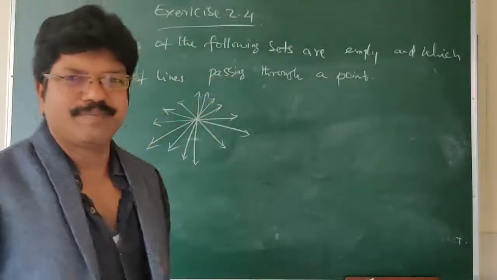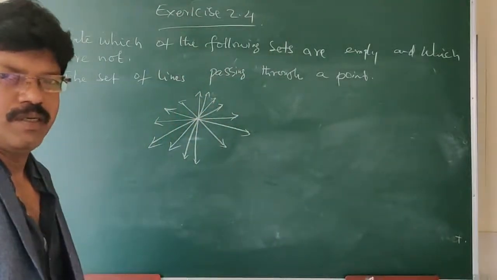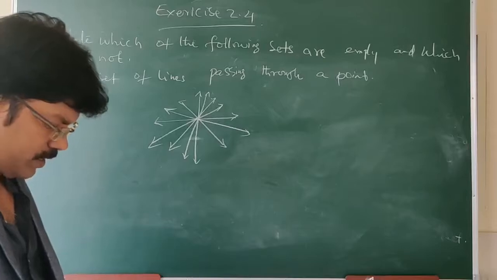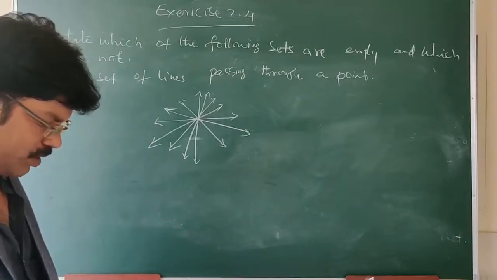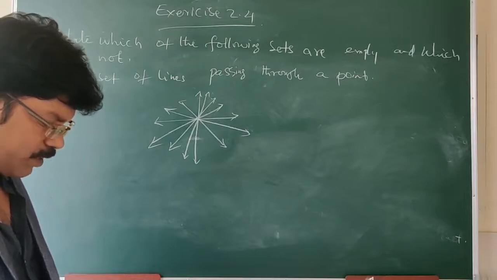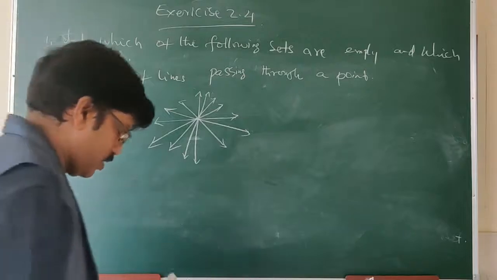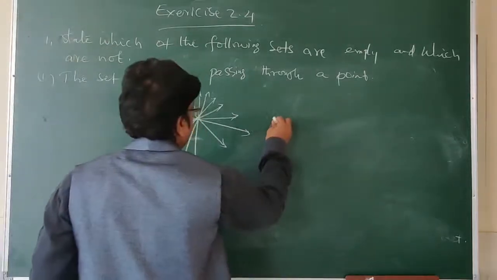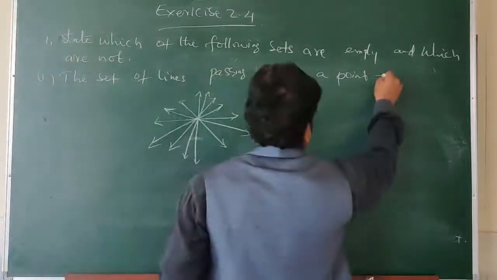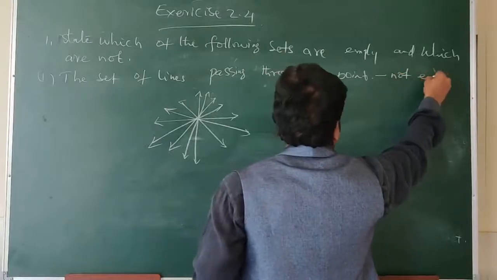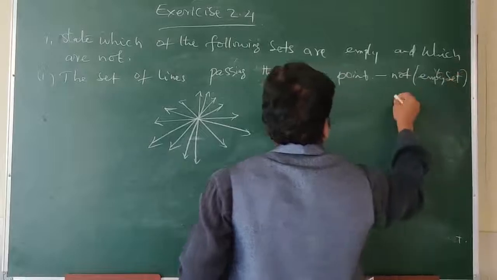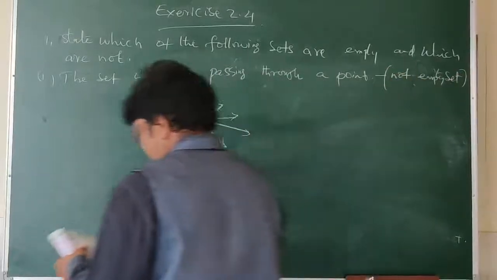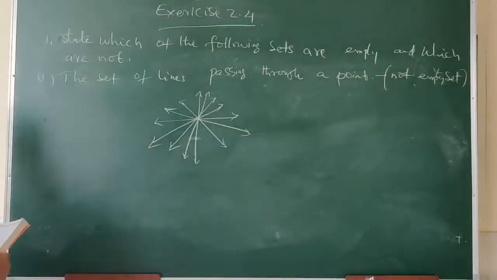Is it empty? No. The set of lines passing through a point is not empty. Not an empty set. Next.